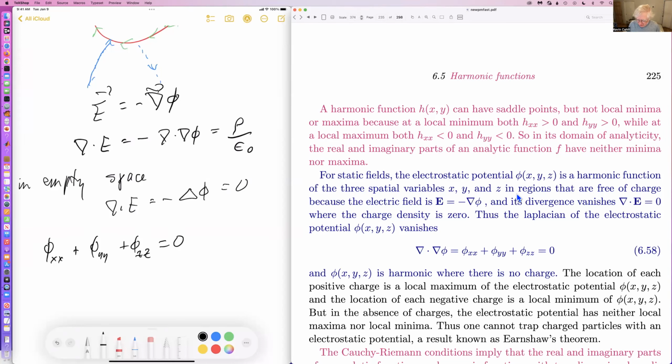And in particular, that means that with an electrostatic field, you'd think with an electric field you could confine an electric charge. You could certainly move an electric charge, but you'd think you could move it into a particular place and keep it there.